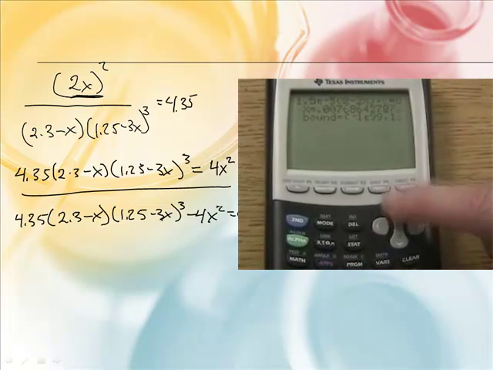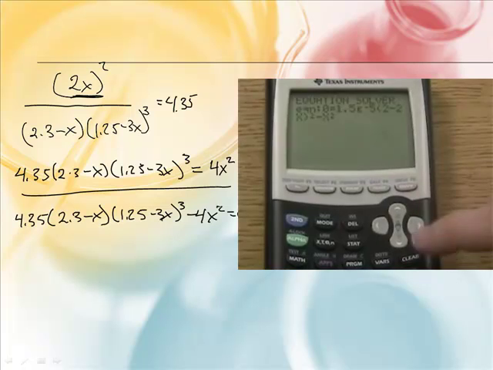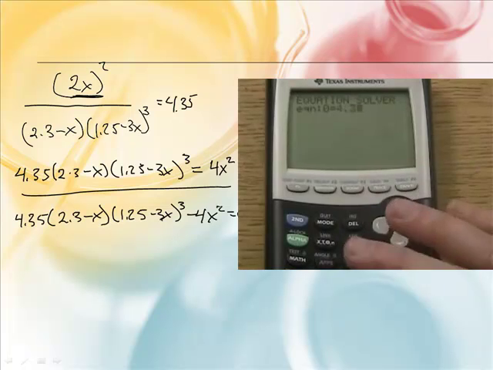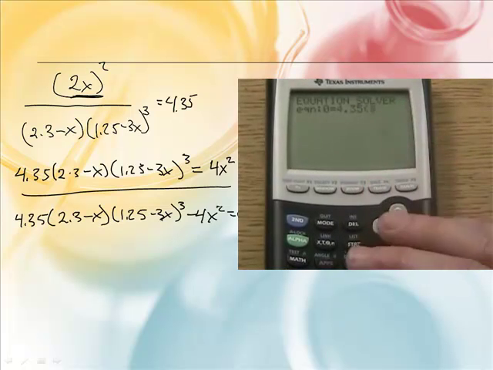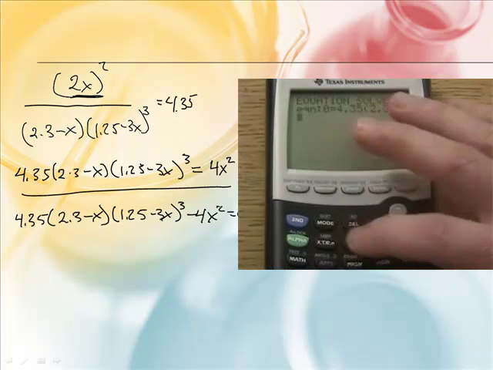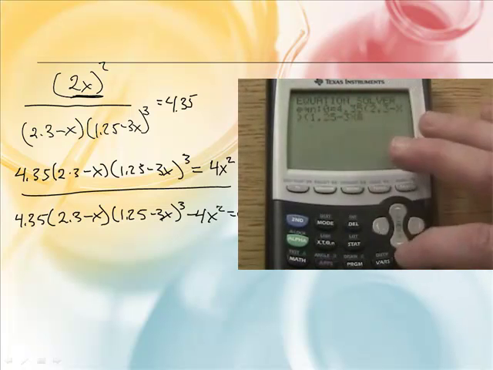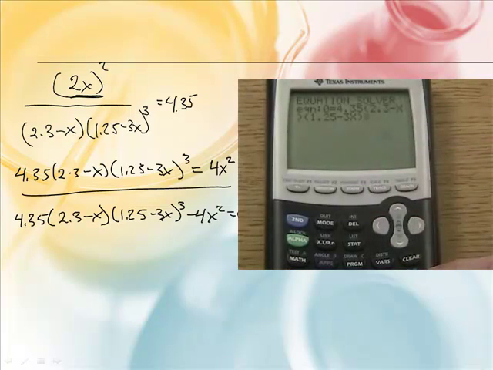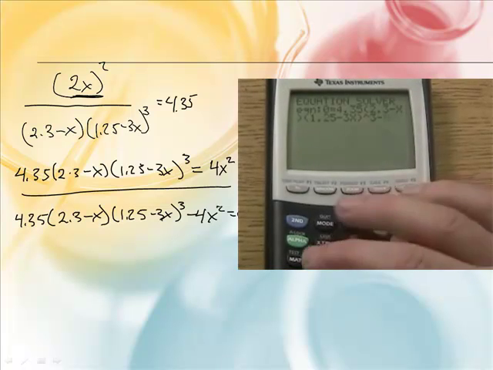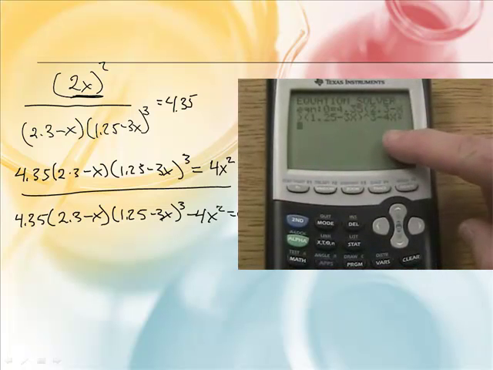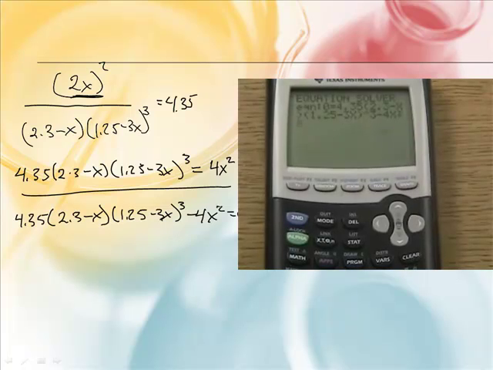Now I still got all the gobbledygook from the previous problem we just did. I arrow up and I'm just going to clear it out and retype it the way it looks on the screen. So 4.35 parentheses 2.3 minus x parentheses, 1.25 minus 3x parentheses. Now I got to cube it, so that's this caret button right here. Caret 3, and then I'm going to subtract 4x, and I do have this squared button. So it's a complex equation. It just looks on the screen here, just like it should look on the screen right next to you.